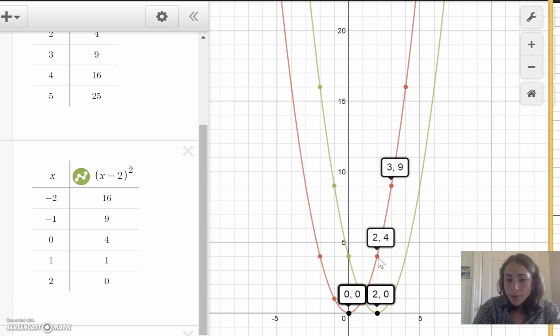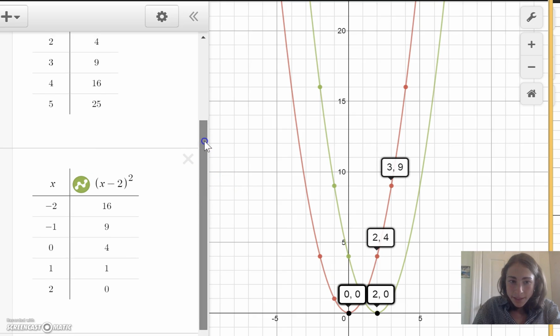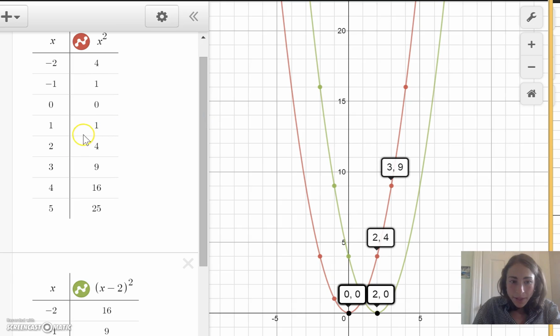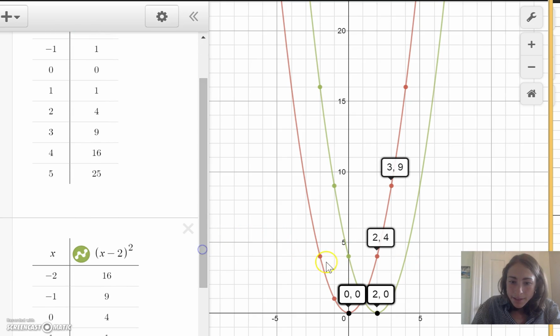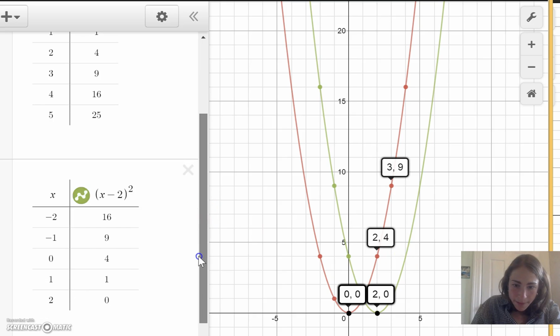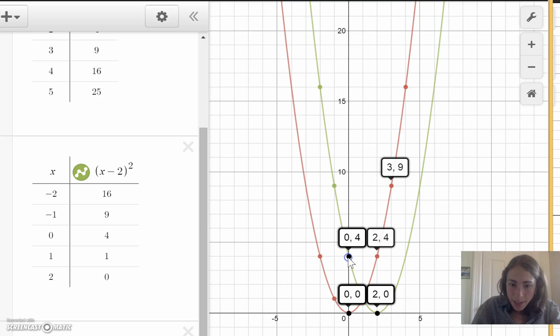When I plug 2 into the red function, I get 2 squared, which is just 4. So (2, 4) is on the red graph. In order to get 4 on the green graph, I need to plug in, oops, let's see, well, this is actually the point I want.